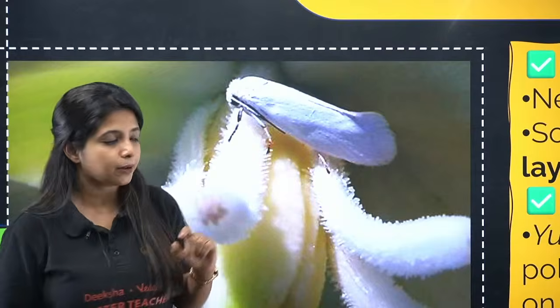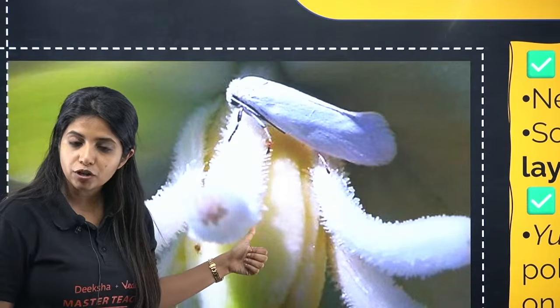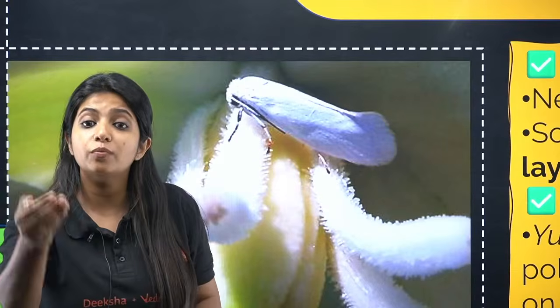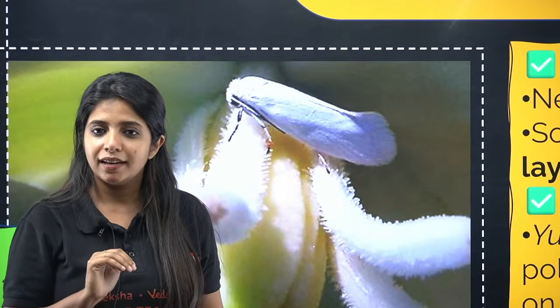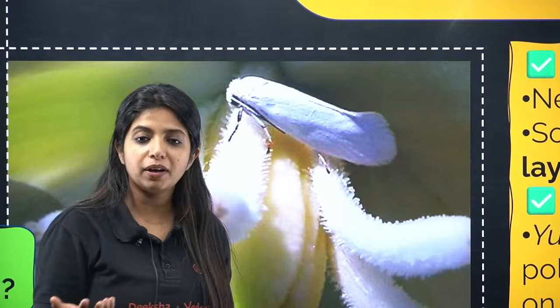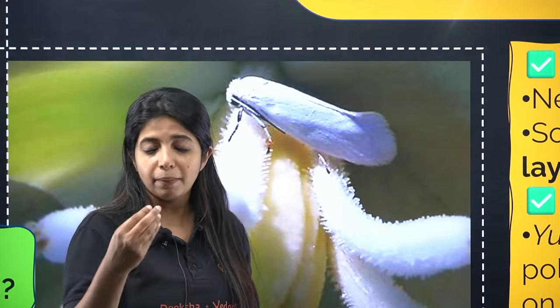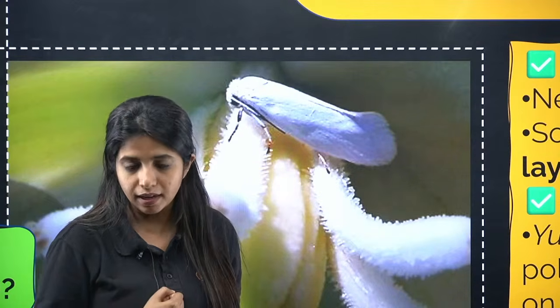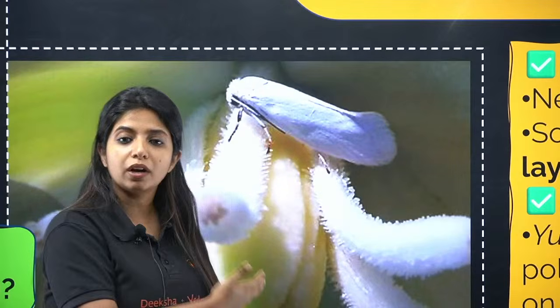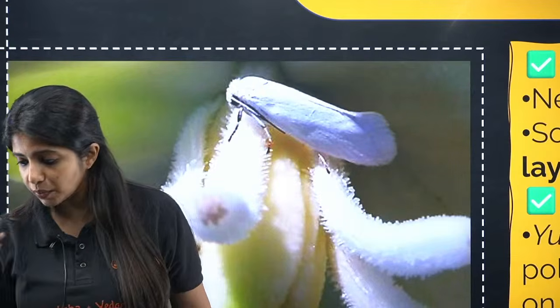The reason being that the moth helps in pollination, and the yucca plant provides a safe space for the moth to lay its eggs. So if it is not providing the space, what is going to happen? The moth will not have a space to lay its eggs. If the moth is not pollinating, basically yucca will become extinct. That is how it has gone until now.